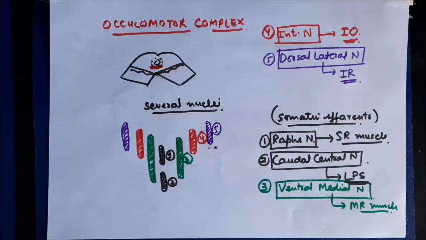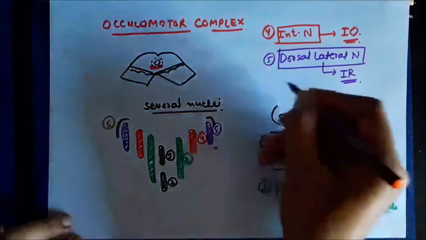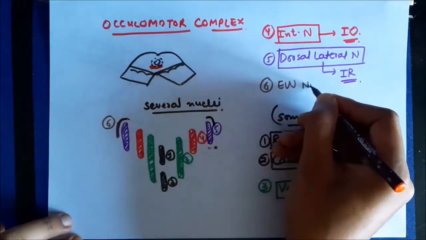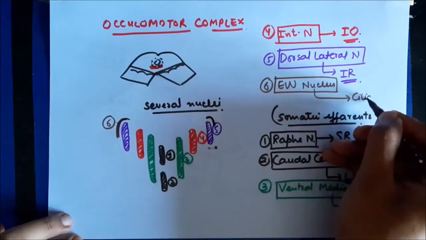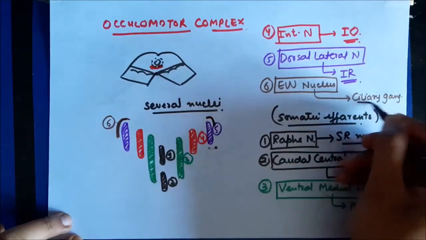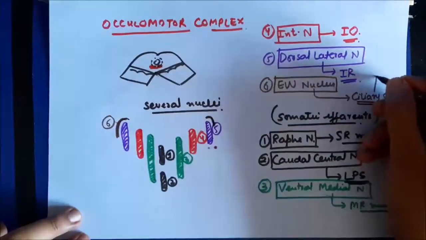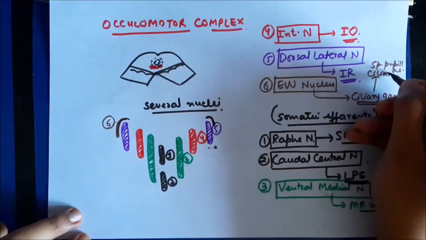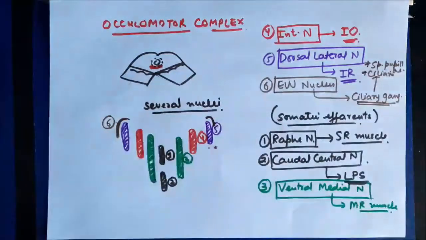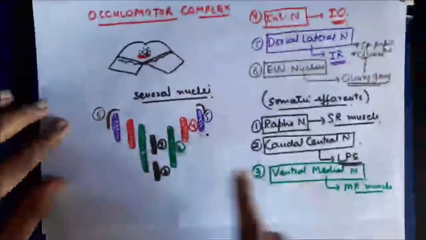All these nuclei provide somatic efferent fibers to extraocular muscles. Just above and lateral to the dorsal lateral nucleus on each side, there is another nucleus called the Edinger Westphal nucleus. The fibers from this nucleus are parasympathetic in nature, and they go to the ciliary ganglion. The ciliary ganglion is a parasympathetic ganglion, and its postganglionic fibers go to the eye and supply the sphincter pupillae and ciliaris muscles. We'll see this in the diagram as well.